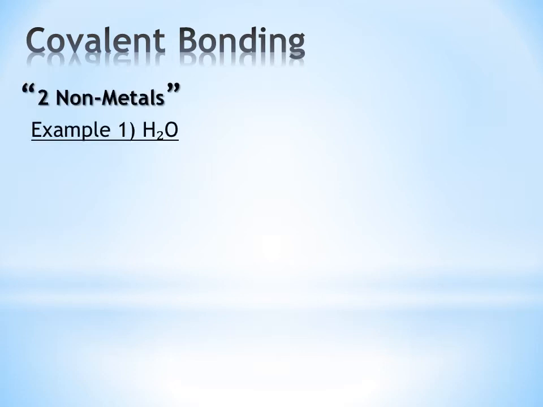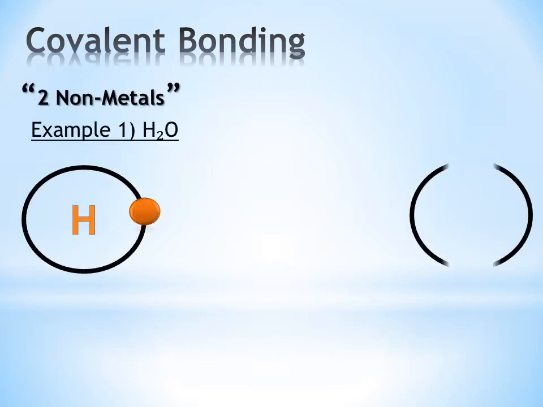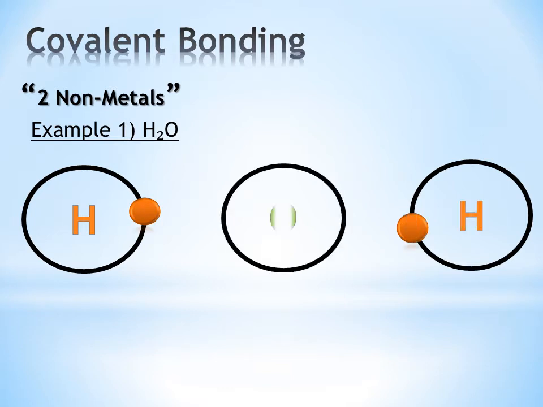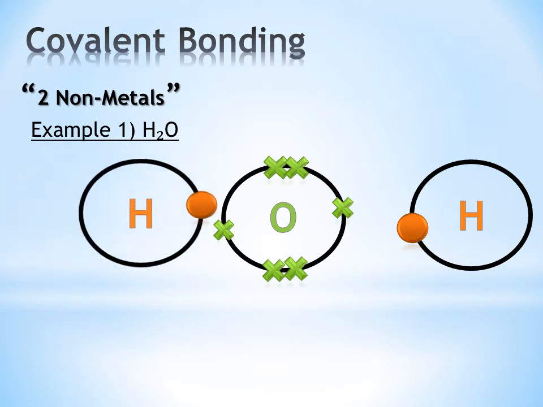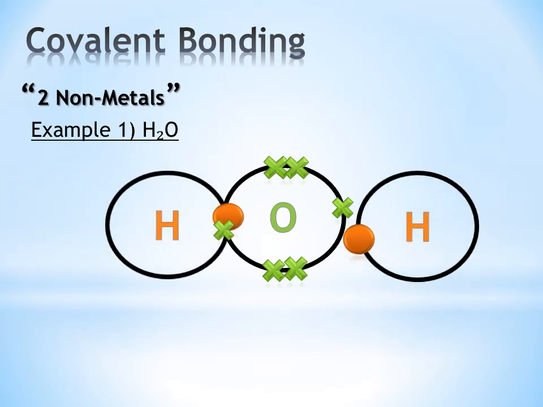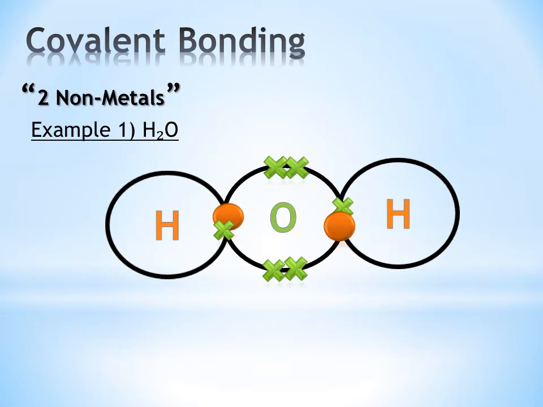An example of this is water. Each of the hydrogens has one electron in its outer shell and the oxygen has 6. In order to form a full outer shell, the hydrogen and oxygen atoms share one electron between them, forming a full outer shell for each of them by the octet rule.